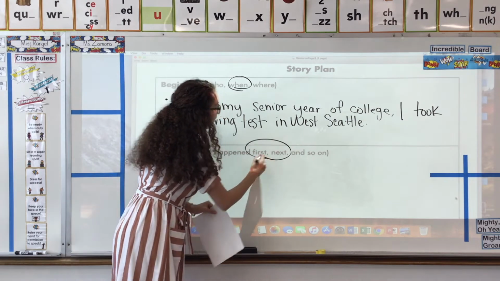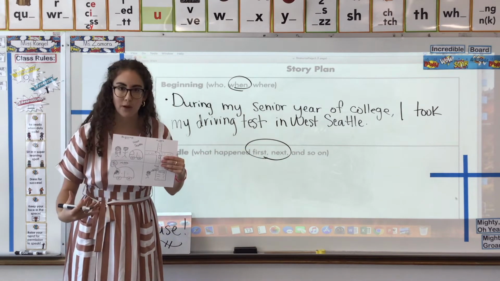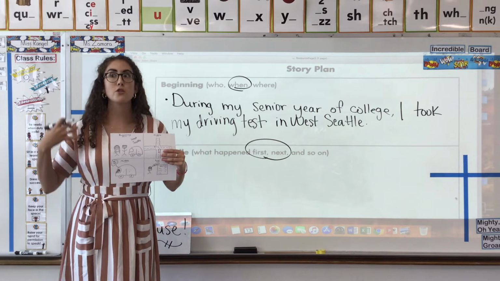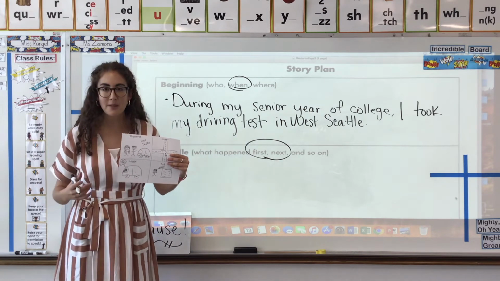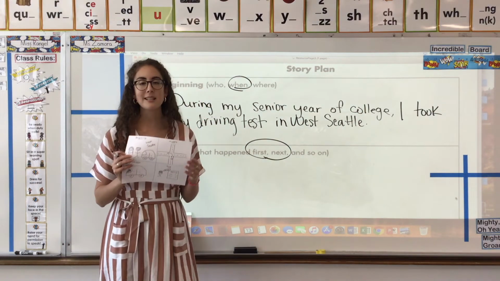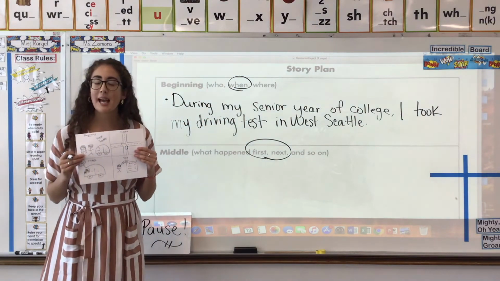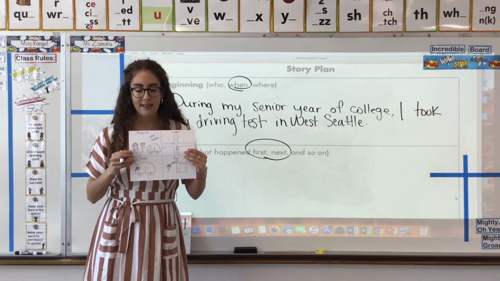These words, first and next, are called transition words. Can you say that with me? Transition words. They move one part of the story to the next. We want to use these kind of words to show our reader the order of our events.